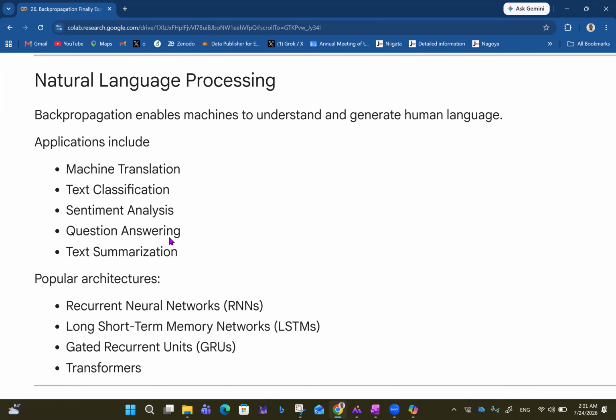Then for natural language processing, backpropagation enables machines to understand and generate human language. Applications include machine translation, text classification, sentiment analysis, question answering, and text summarization, with popular architectures like recurrent neural networks (RNNs), long short-term memory networks (LSTMs), gated recurrent units (GRUs), and transformers also.